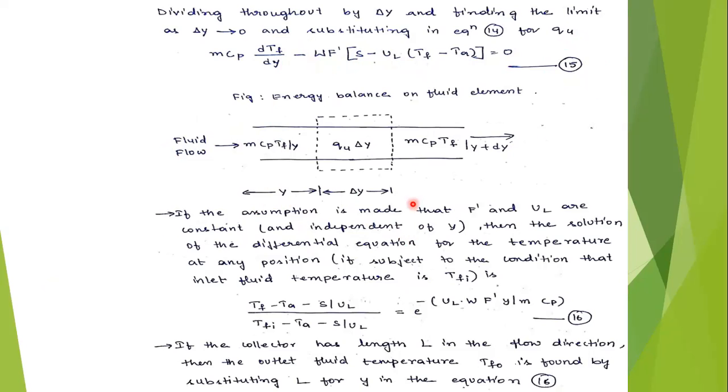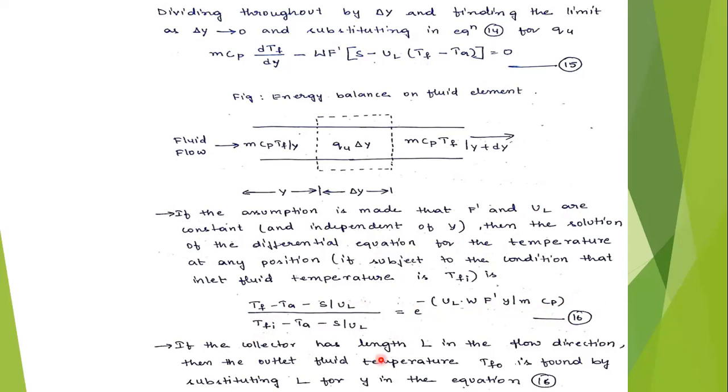What assumptions are we making? F dash is constant for any collector design and any rate of fluid flow, and UL is also constant and independent of Y. Then the solution of the differential equation for the temperature at any position is (Tf minus Ta minus S by UL) divided by (Tfi minus Ta minus S by UL) equal to e power minus UL W F dash Y by m Cp. This is the 16th equation.